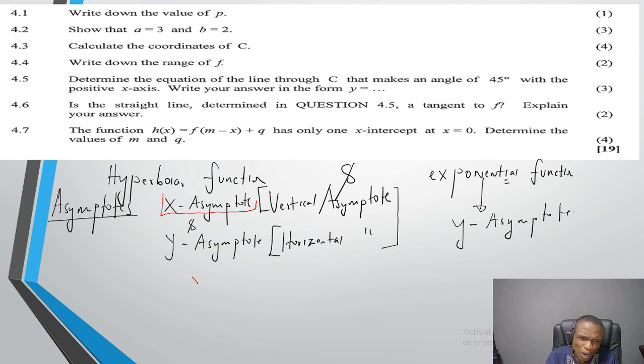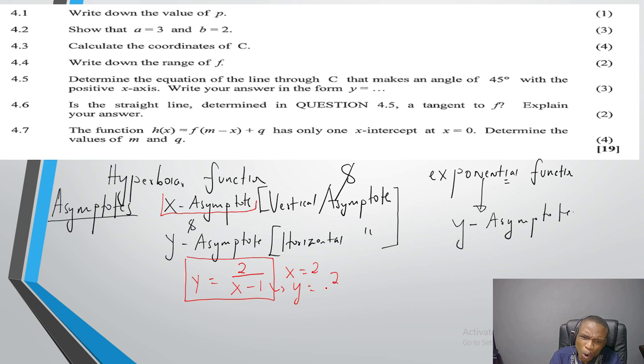Let me give you a simple example. y equals 2 over x minus 1. Now, if you look at y equals 2 over x minus 1, when the value of x is 2, it's easy to find the value of y. What is y? y is going to be 2 over, where there is x we put 2. So it's going to be 2 minus 1. So y is 2 over 2 minus 1, which is 1. So the value of y is 2.